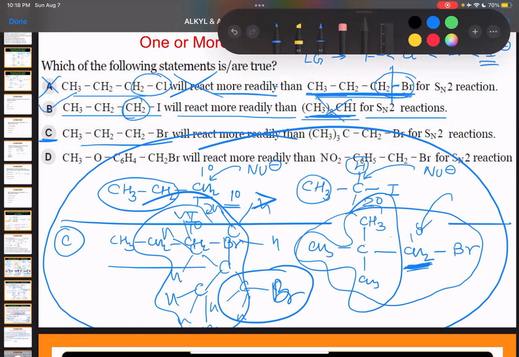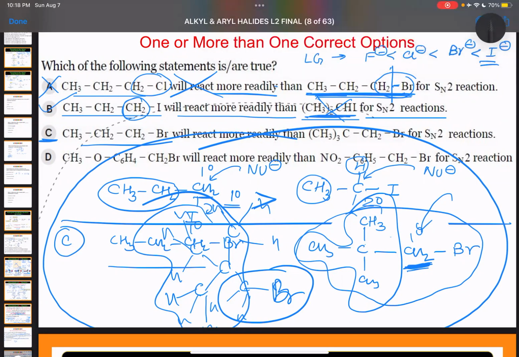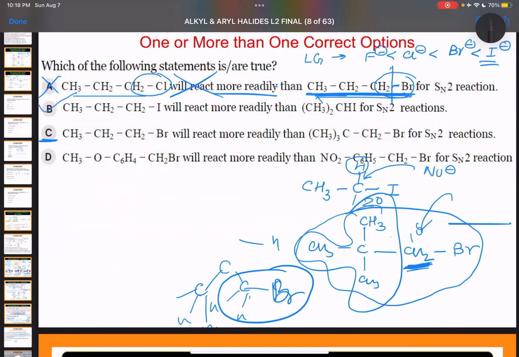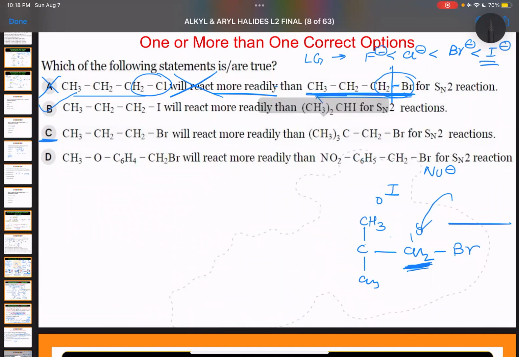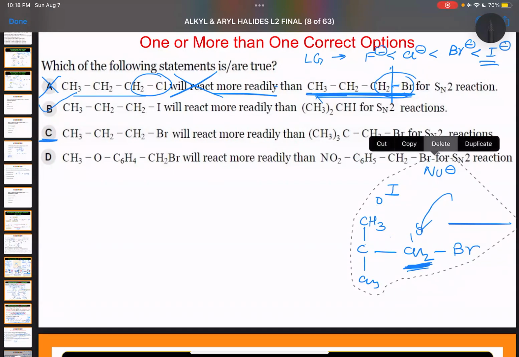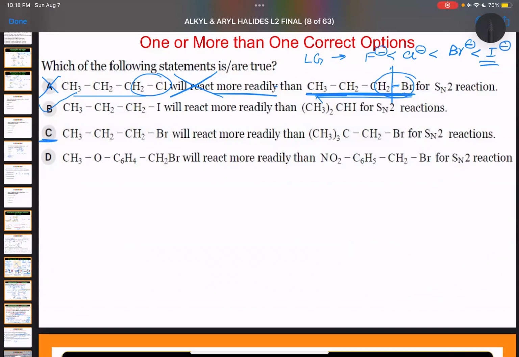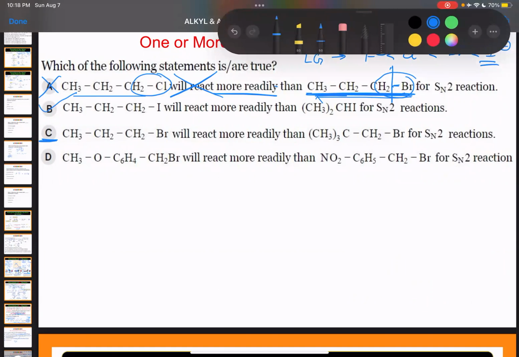Now the next thing is, what about this last option? This question is a very big question and very important also. Tell me. This is very difficult, and many of my JEE students are also not able to answer. Let me tell you. This is a benzene. These are benzylic substrates. How will they look?